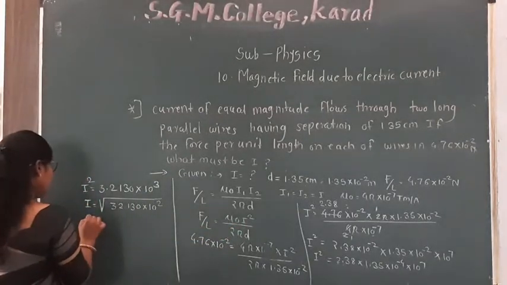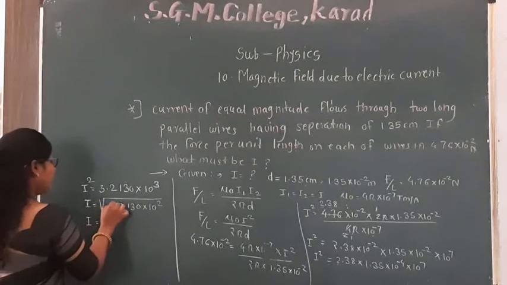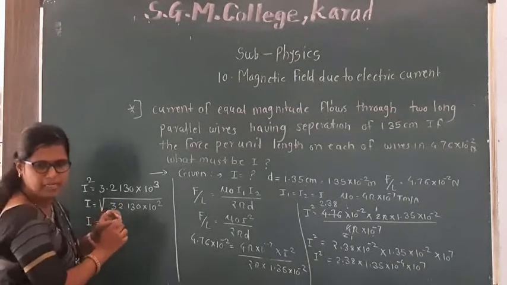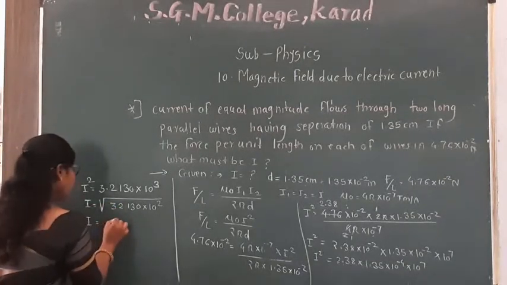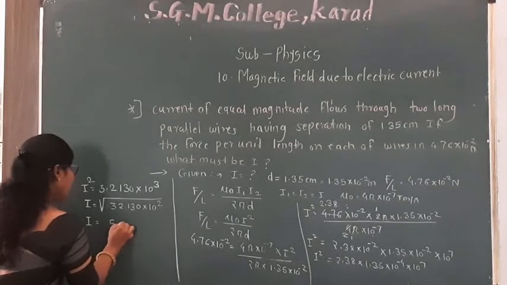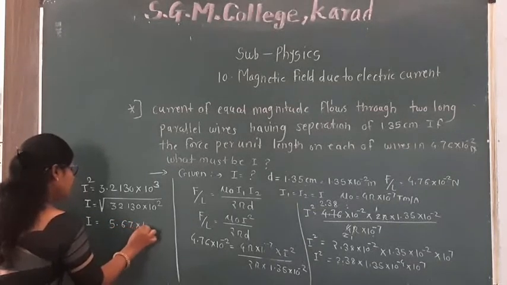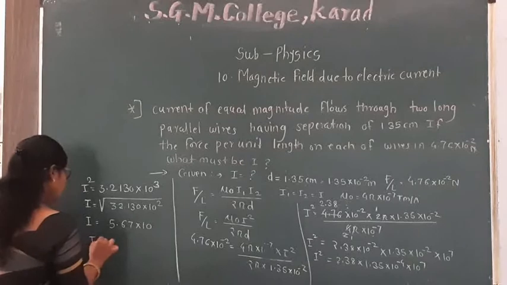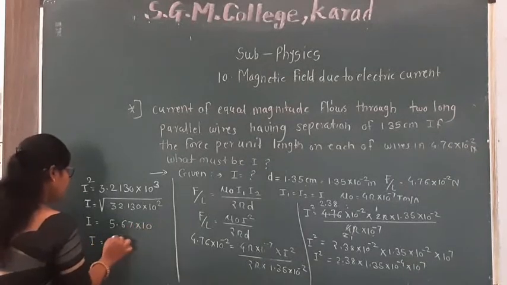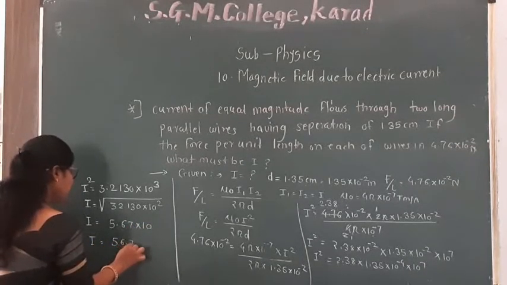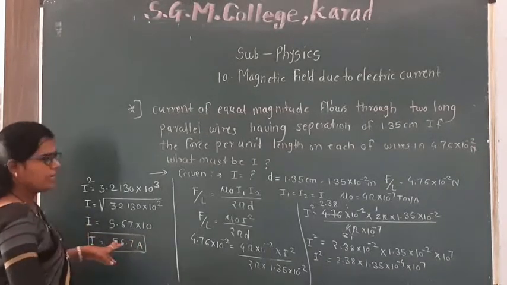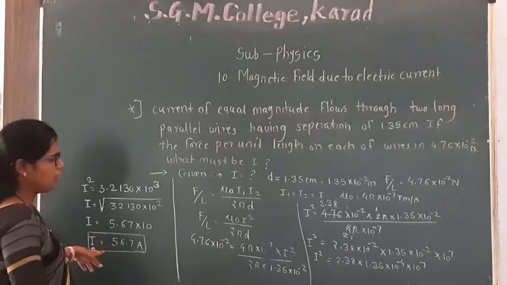By using the square root we get that value, 5.67 into 10. Then I is equal to 5.67 into 10, which means 56.7 ampere. Ampere is the unit of current. That is how we get the current's value here.